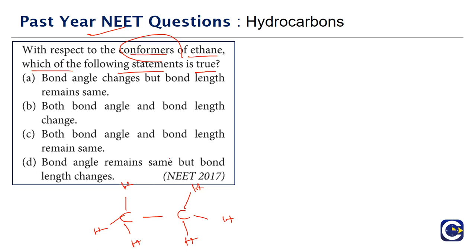So what are the statements? Let us read out the statements, then we will look at the analysis. Option A says bond angle changes but the bond length remains the same. Option B says both bond angle and bond length change. Option C says both bond angle and bond length remain the same. Option D says bond angles remain the same but the bond length changes.